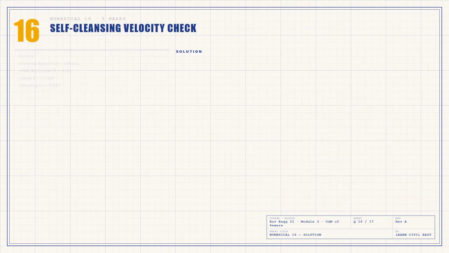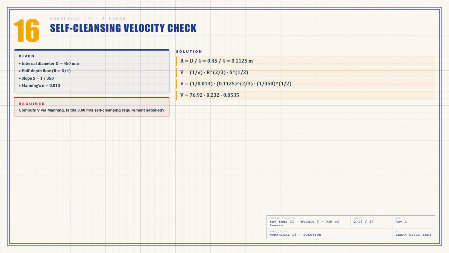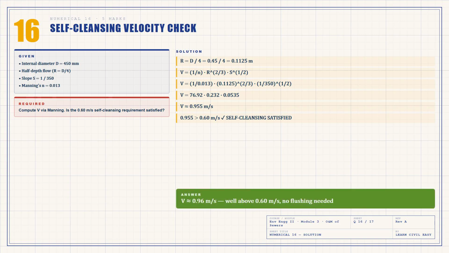Numerical 16. We use Manning's equation. Hydraulic radius R equals D over 4, that is 0.1125 meters. Slope is 1 in 350, so the square root of S is 0.053. Plugging in, V equals 1 over 0.013, multiplied by 0.1125 raised to the 2/3 power, multiplied by the square root of slope. That gives us V approximately equal to 0.96 meters per second. Since this is well above the self-cleansing requirement of 0.6 meters per second, the sewer is self-cleansing, no remedial flushing needed.